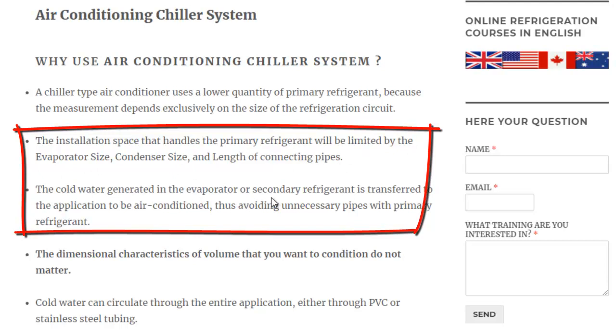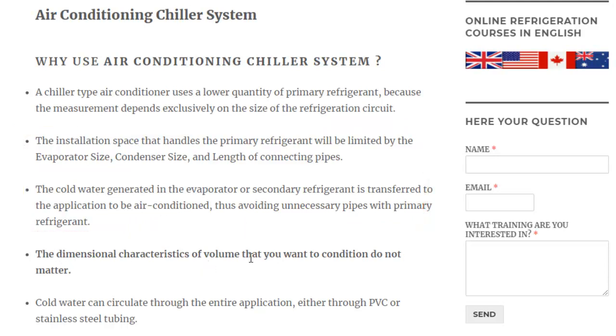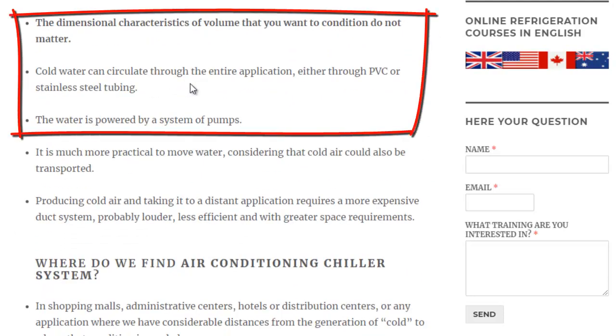The cold water generated in the evaporator, or secondary refrigerant, is transferred to the application to be air-conditioned, thus avoiding unnecessary pipes with primary refrigerant. The dimensional characteristics of the volume that you want to condition do not matter. Cold water can circulate through the entire application, either through PVC or stainless steel tubing. The water is powered by a system of pumps.